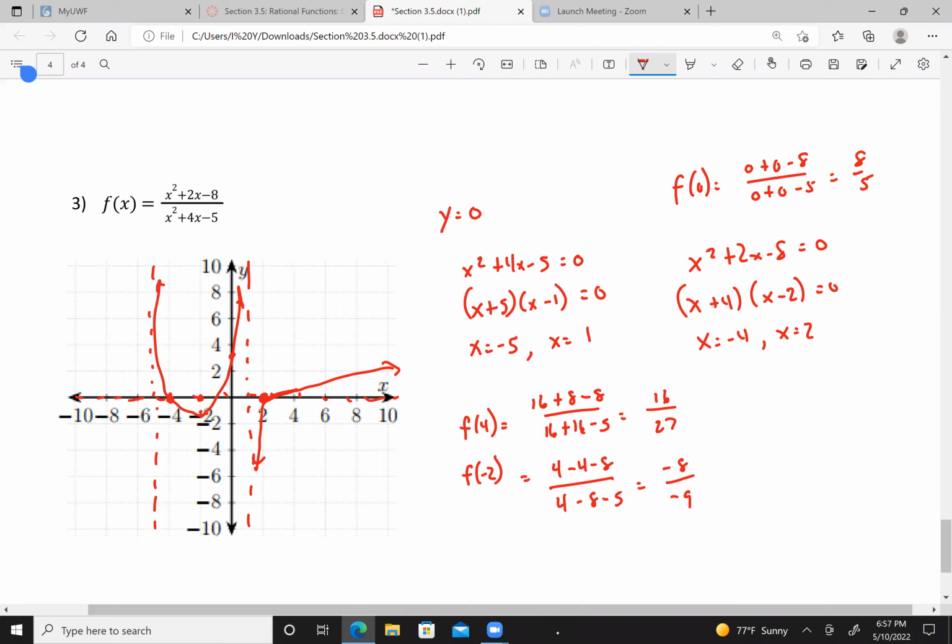So now let's look at f of -6. So I have 36 minus 12 minus 8 over 36 minus 24 minus 5. 16 over 7, a little more than 2. That would be about here.